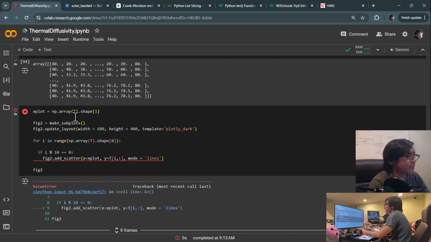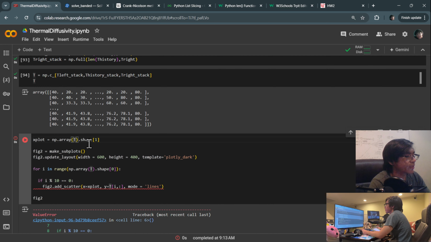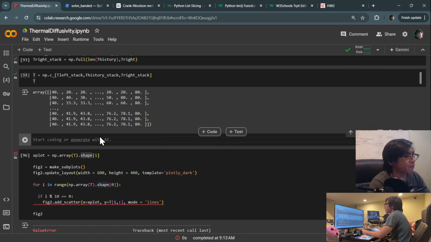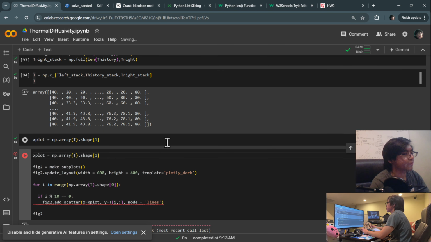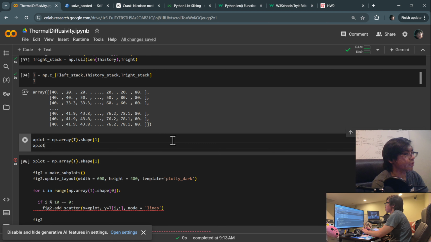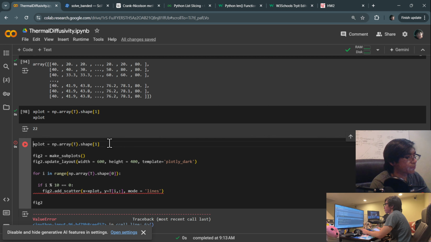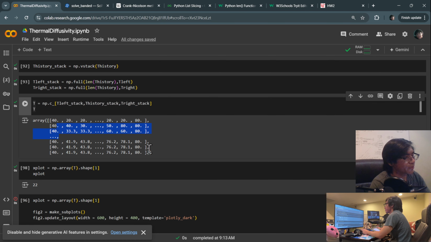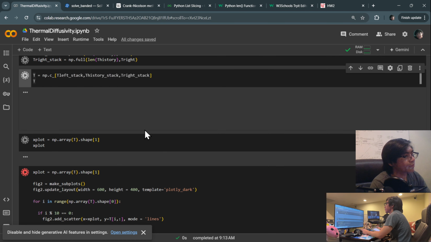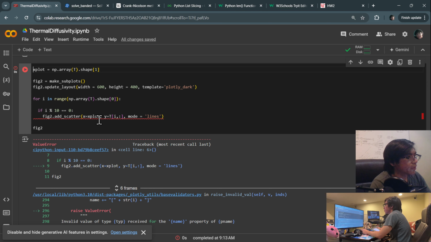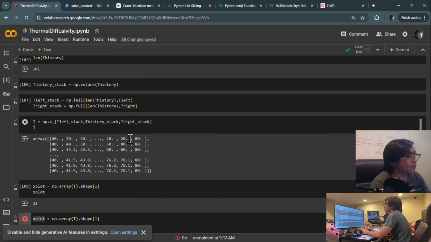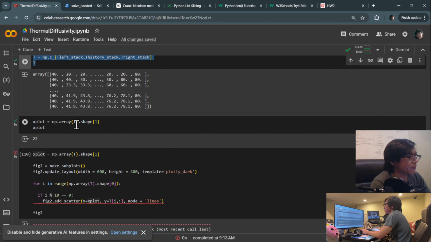What? It's still this. np.array of T and grabbing the shape of it. One. What is that? Is that not a number? Show me. 22. Wrong? Be 22 values, no? Okay, I guess that wasn't it. This is right, so it's something down here.